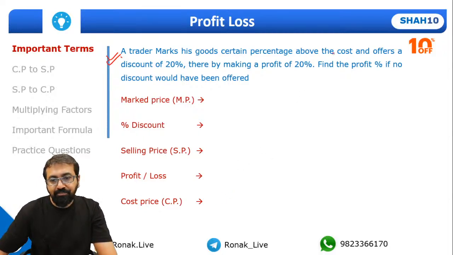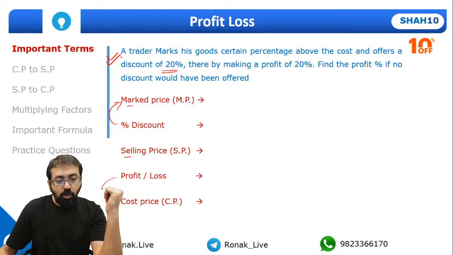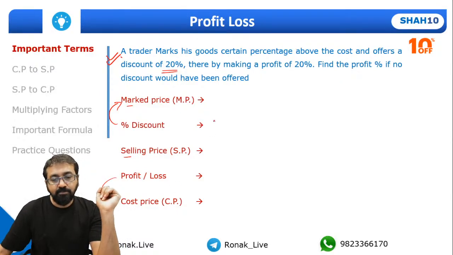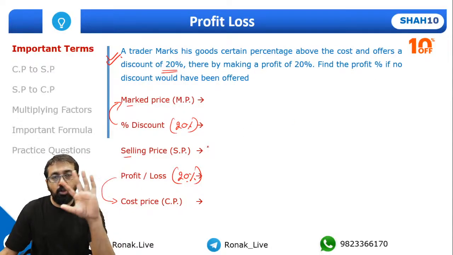So in this one, a trader offers a discount of 20%. Remember, discount is always offered on the mark price. If there is no discount, then mark price and selling price will be the same. Profit or loss percentage is always as a percentage of cost. Remember that thing. So this trader offers 20% discount and still makes 20% profit. And what profit percentage would he have made had he not offered any discount?